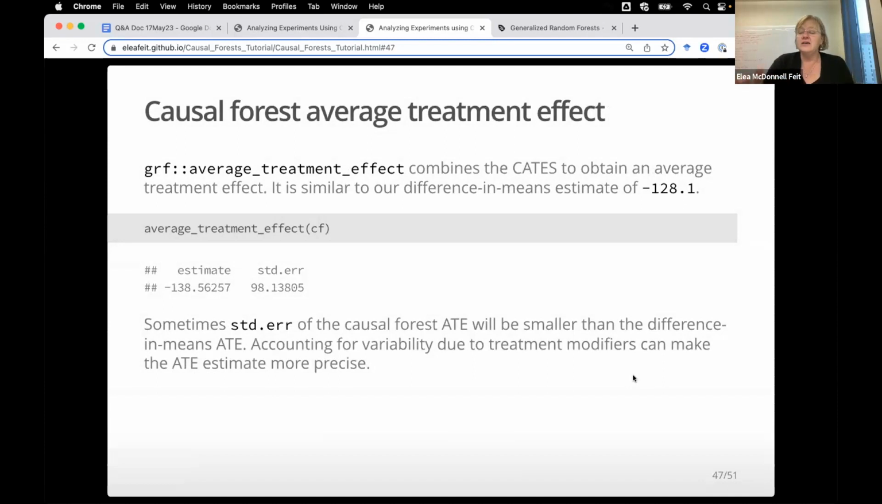All right, and we can also compute an average treatment effect from the causal forest. This function, average treatment effect, combines the CATEs to obtain an average treatment effect. There are some different options on how you actually do that. So it's not computing the difference in means, it's actually taking the causal forest and trying to get an average treatment effect out of that. And there's the standard error on that, which you could also use to compute a p-value.